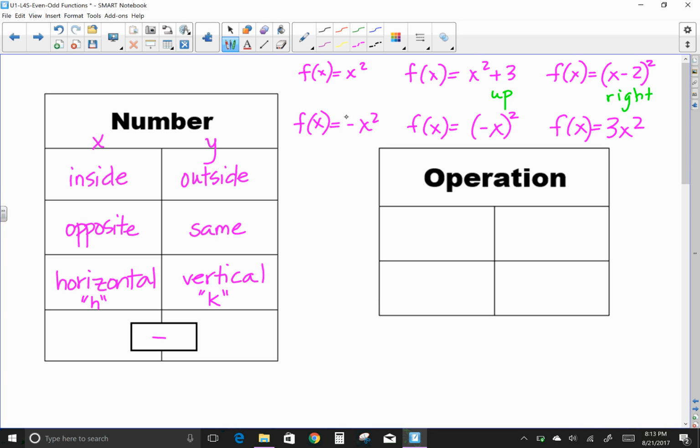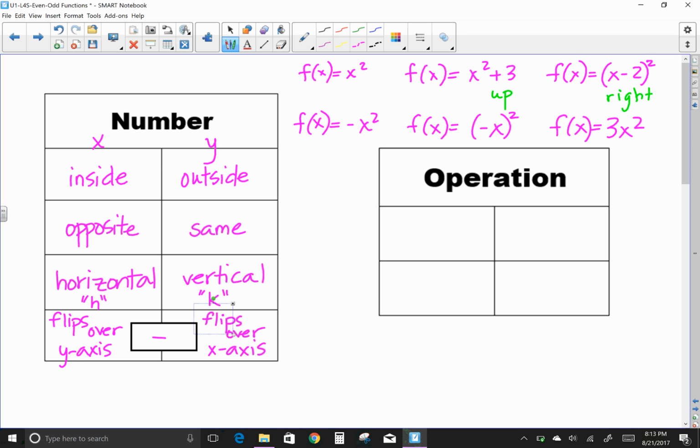Well, the negative is outside, so we know it's going to affect the y. What did it do to my graph? It flipped the graph over the x-axis. This one, of course, was inside. It's going to affect the x, and it flips over the y-axis.